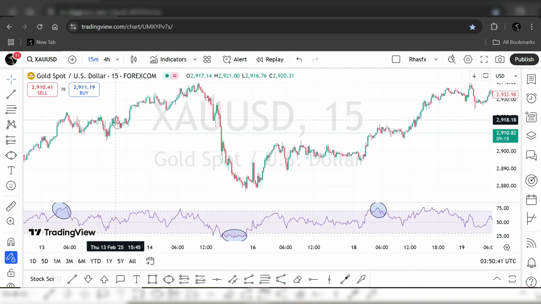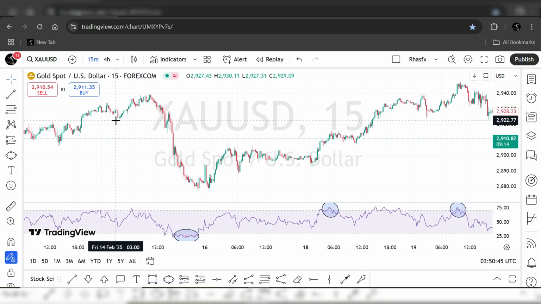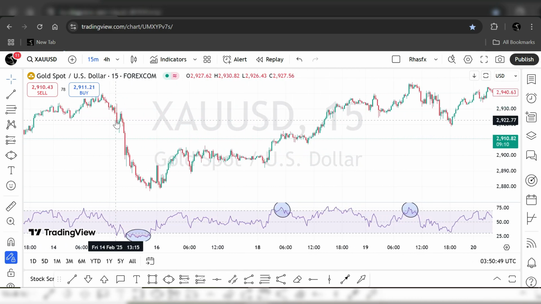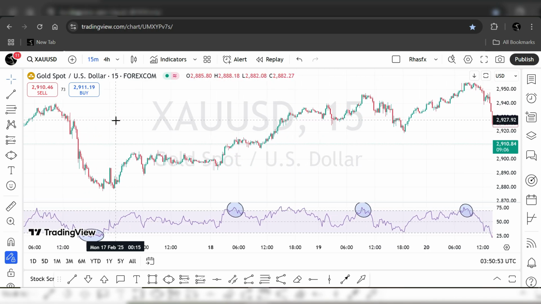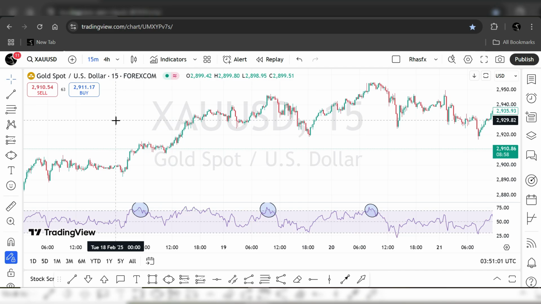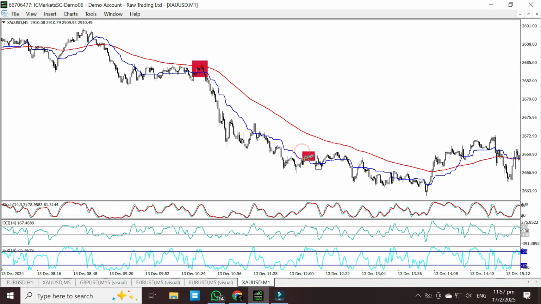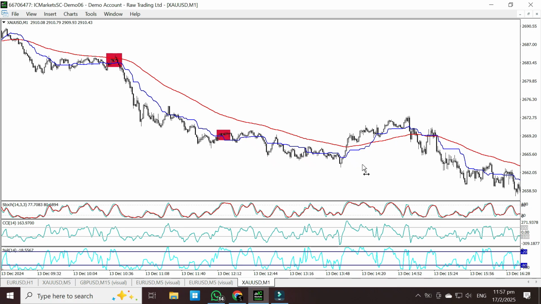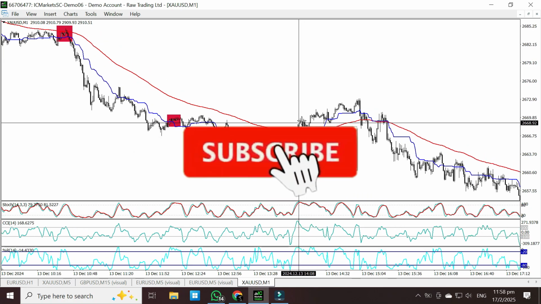The RSI is a versatile and widely used tool that can enhance your trading decisions when used correctly. However, like any technical indicator, it's most effective when combined with other analysis methods and a solid understanding of market conditions. Remember, no indicator guarantees success. It's all about stacking probabilities in your favor.